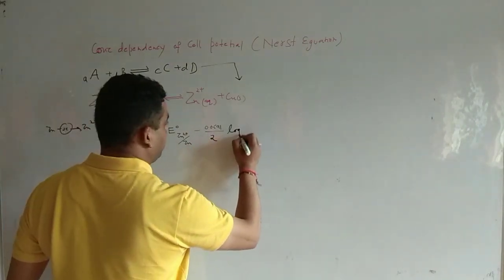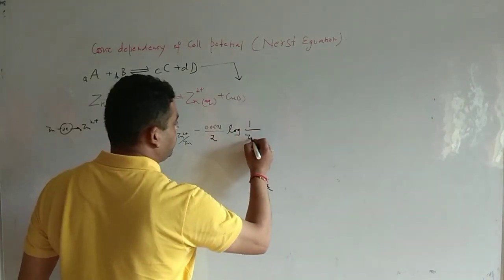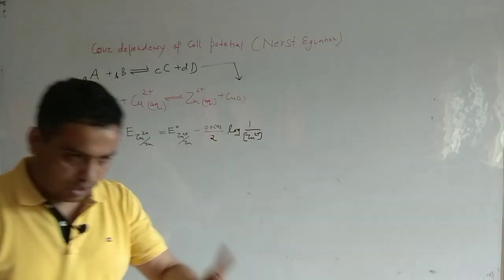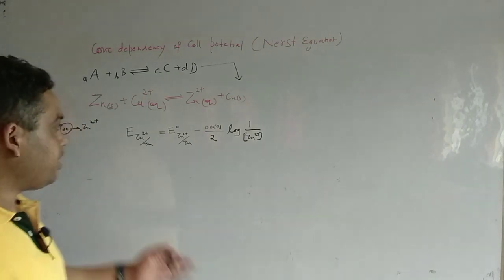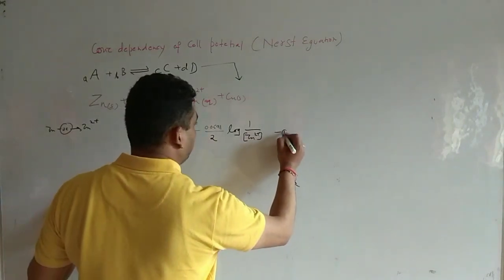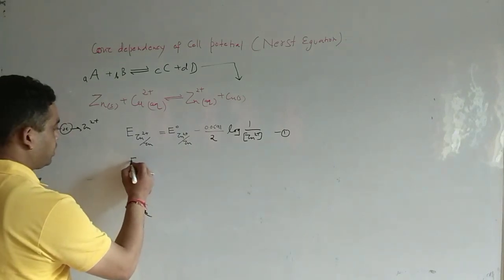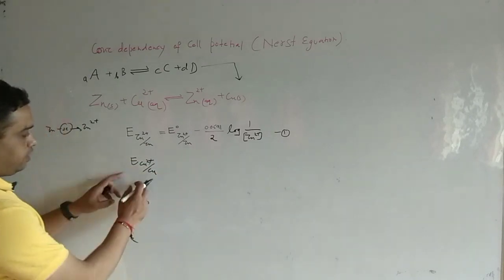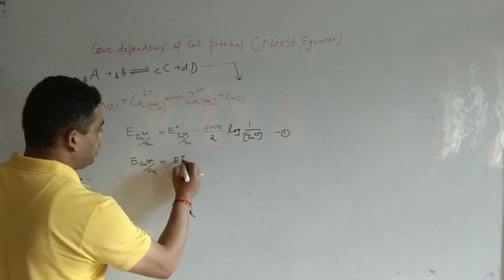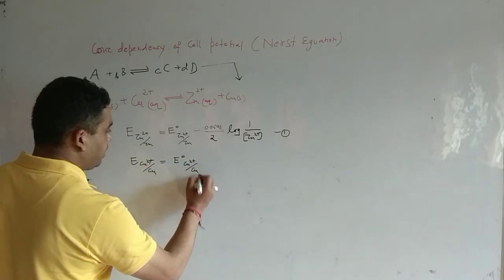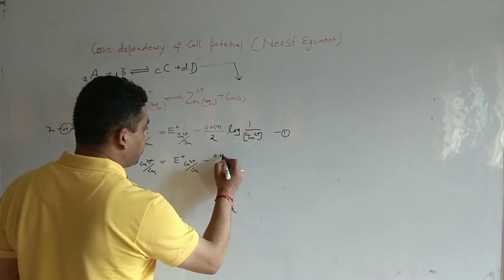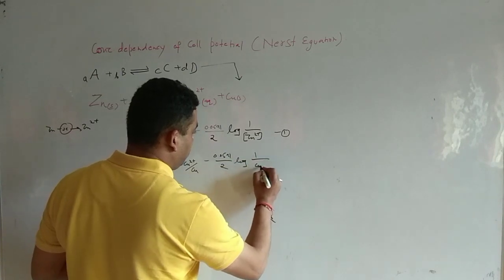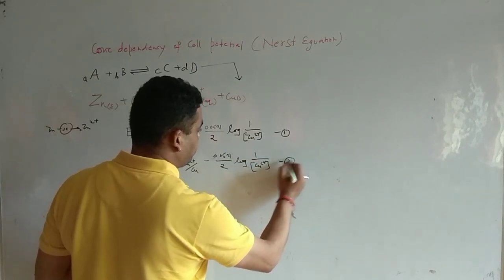And then of course log 1 upon Zn2+. Actually it should be Zn by Zn2+, but the contribution of Zn would be taken as unity. So I am writing in this way. This is the same as expression number 1. Fine. And then you can write the same thing for E copper, Cu2+ by Cu, again in terms of the reduction potential. So this would be E standard Cu2+ by Cu, negative 0.0591 divided by 2 log of 1 upon Cu2+. This is expression number 2.